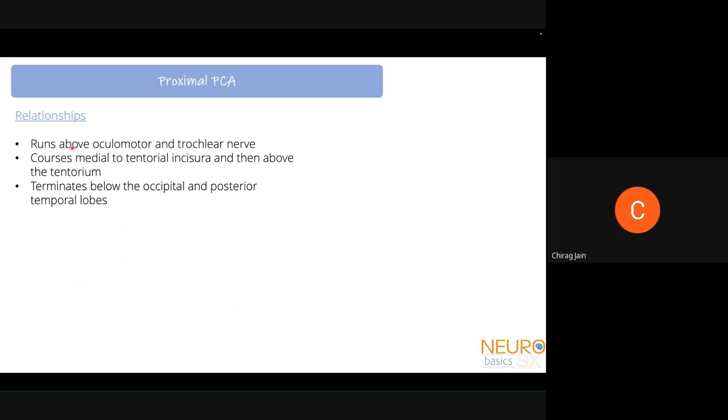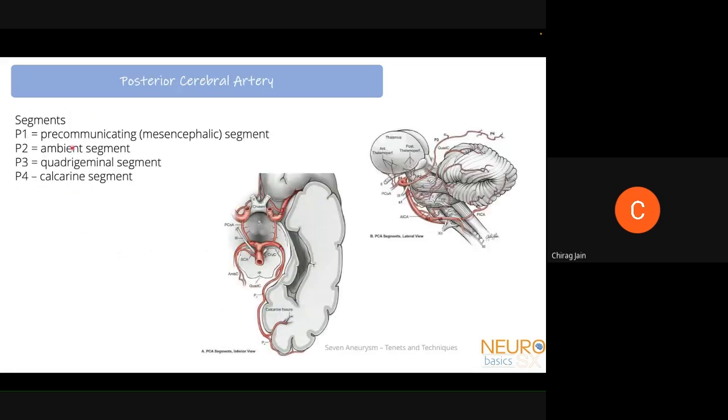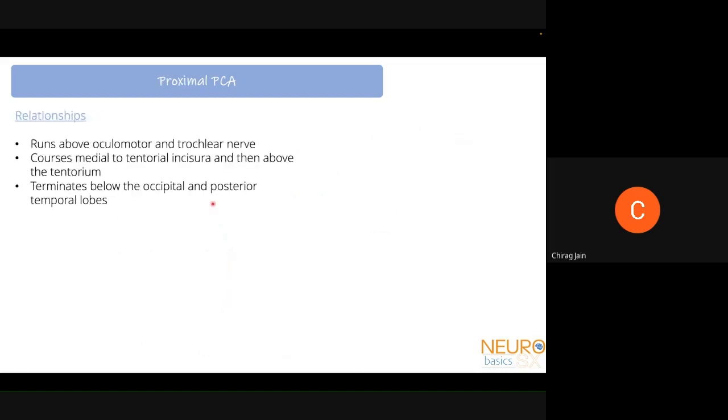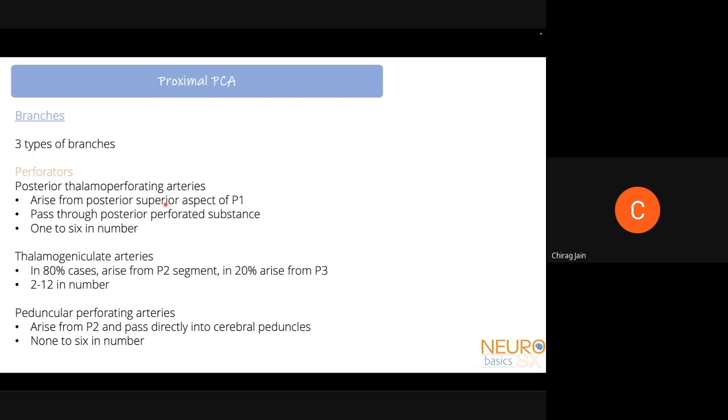So one of the most common relationships is that here, as we can see, this is the third nerve. The PCA always is going to run above the third nerve. It also runs above the trochlear nerve. It courses medial to the tentorial incisura, and then it goes above the tentorium because it supplies the posterior cerebral surface. It will then terminate below the occipital and posterior temporal lobes by dividing into its terminal branches.